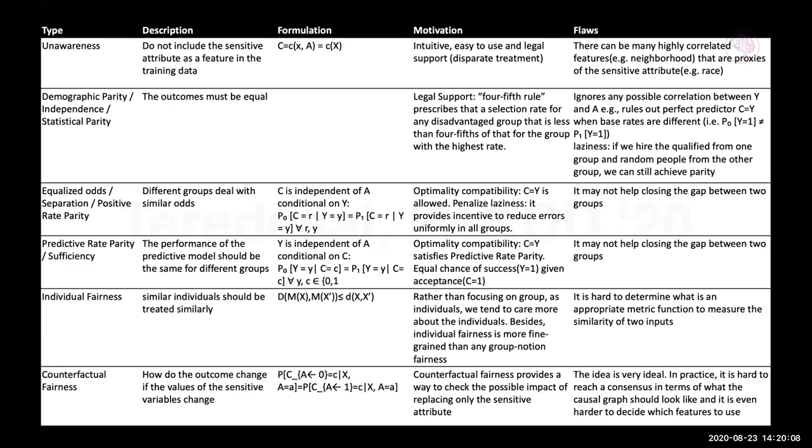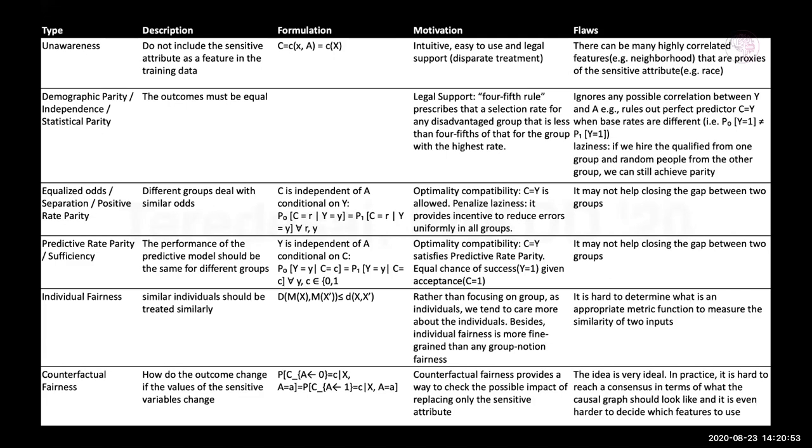The last notion of fairness, also one of the more difficult ones to capture and compute, especially in certain contexts, is counterfactual fairness. The idea is to focus on how the outcome will change if the values of sensitive variables change. The motivation is relatively straightforward: with this notion, it would be possible to check the possible impact of replacing, say, one sensitive attribute and just focusing on that.